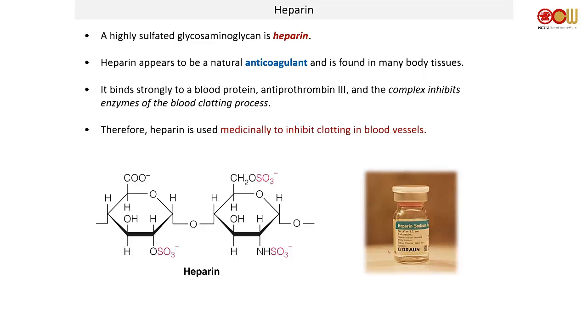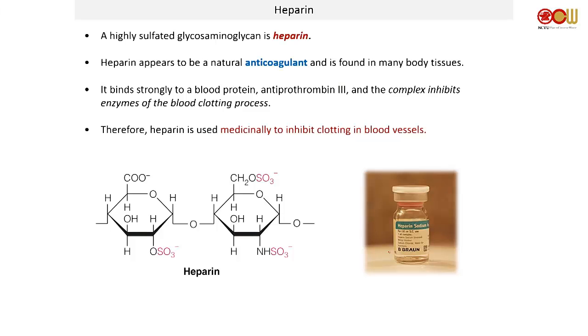Another thing that we're going to talk about is heparin. Heparin is also a glycosaminoglycan. In this case, it's a highly sulfated glycosaminoglycan. Heparin is a natural anticoagulant. Coagulants are what make the blood clot together, so an anticoagulant is an anti-clotting agent, it has an anti-clotting effect. So it turns out heparin binds strongly to a blood protein called antithrombin III, okay, and the complex inhibits the enzyme of the clotting process. So this is actually something that is used as a medicine to inhibit clotting in blood vessels.